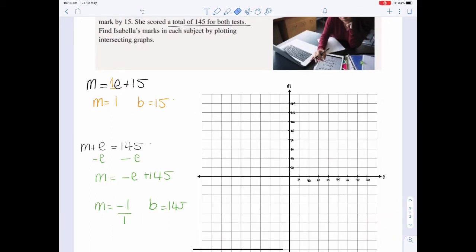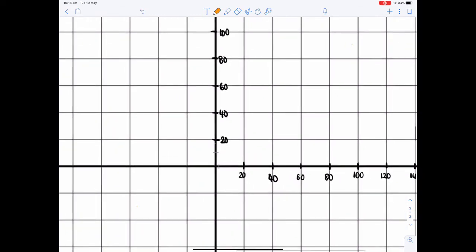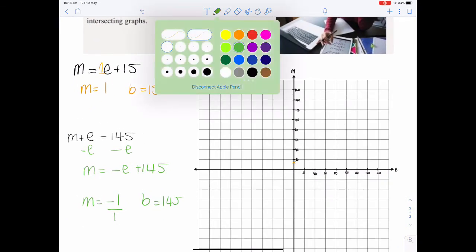Okay, so if you have a look at what we have here for our gradient and our y-intercept, you will notice that it's going to be really hard to plot that. You can't really plot a gradient of 1 over 1 when your axes have such big gaps between the intervals. So we're going to have to go with another way. Alright, so we can graph for both of them the y-intercept. So I can graph 15 pretty easily, and I can also graph 145 pretty easily.